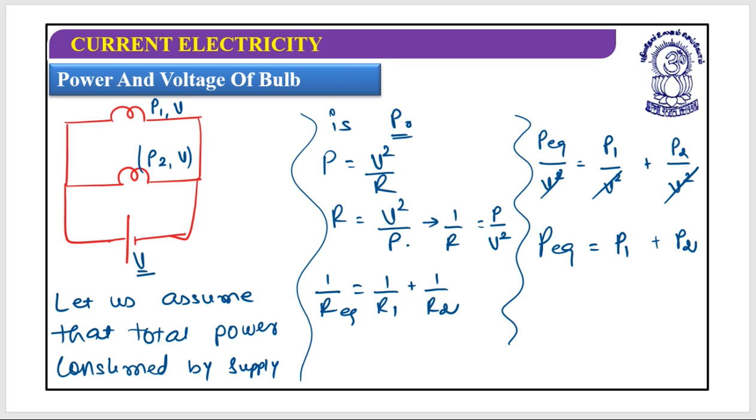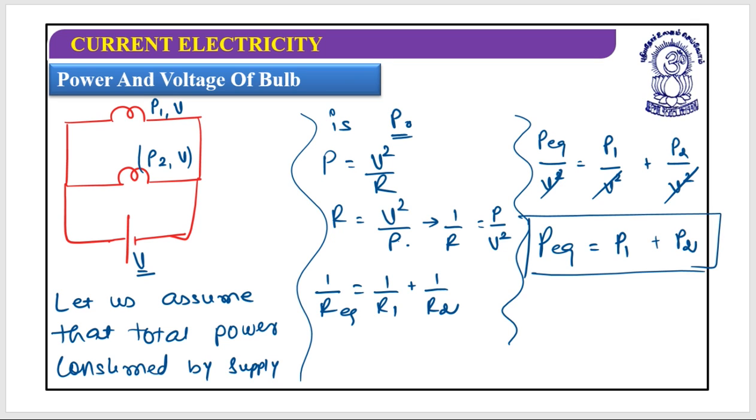Is it clear? So when bulbs are connected in series, their relation would be just like in parallel, and when bulbs are connected in parallel, their power consumption would be just like they are connected in series. I hope those things are clear. So have you noted this?